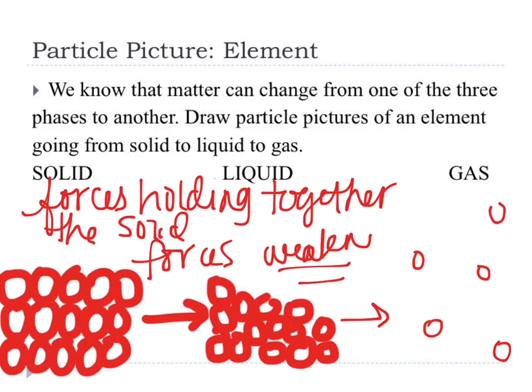If we were to go back the other way, those particles are going to get closer together and the forces are going to start strengthening. Any questions over that? You need to know that forces are holding these particles together, and they either weaken or strengthen depending on which way we're increasing or decreasing the temperature.